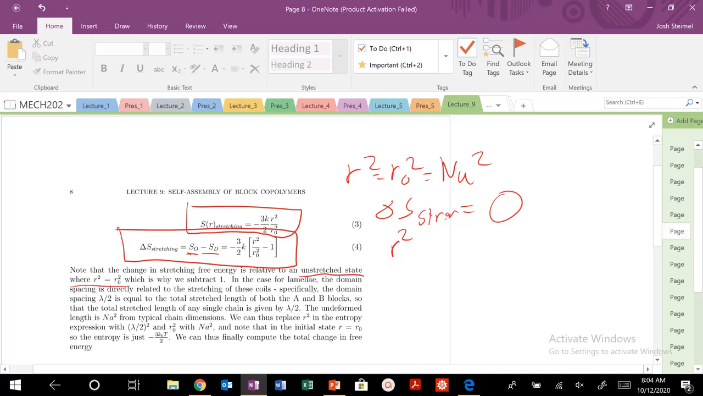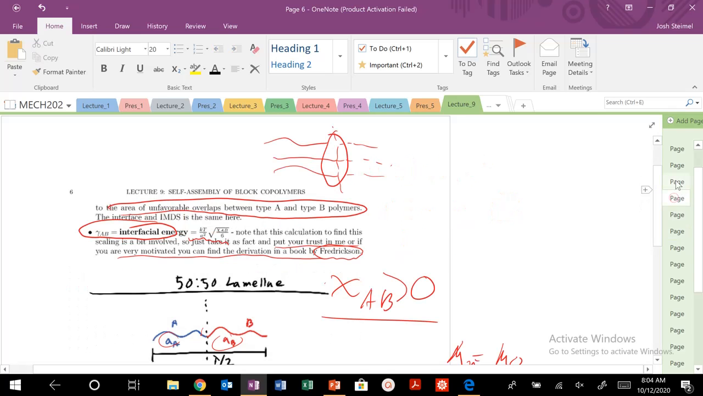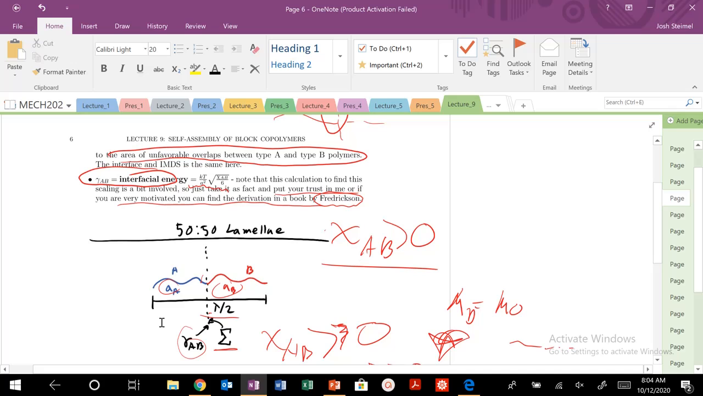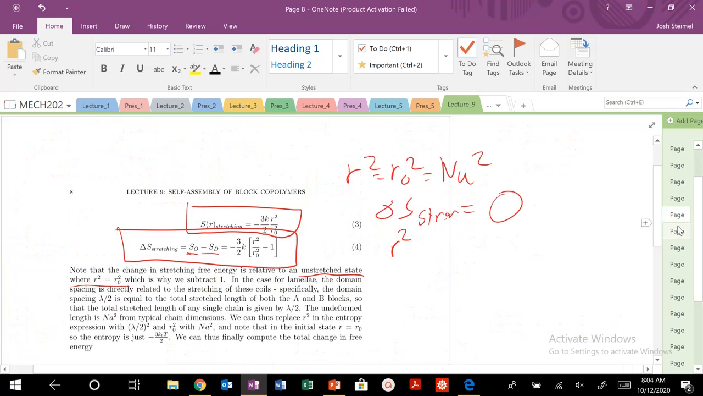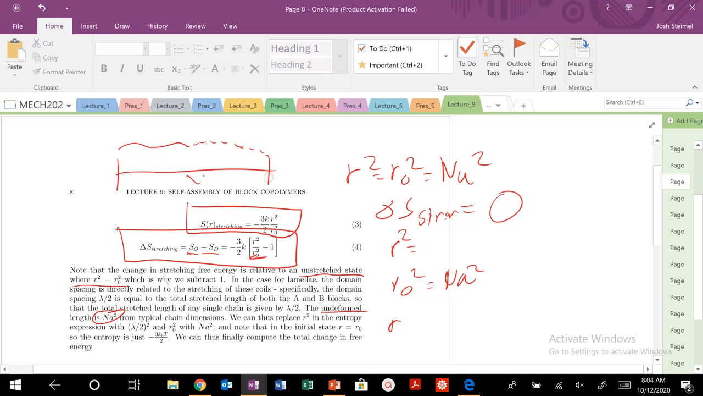And actually, we can look back at our value here. We're going to be stretched some length lambda over 2. So this is the length that we're dealing with, the amount that we're stretched. So we can substitute, again, the undeformed length. In our ideal state, that R naught squared is going to be equal to NA squared. But our R squared, in that fully stretched out state like this, the length of our polymer is going to be this lambda over 2. So our R squared is going to be lambda over 2 squared.